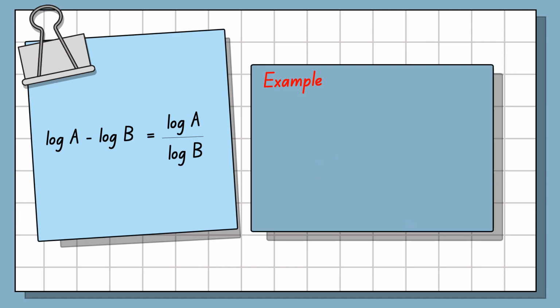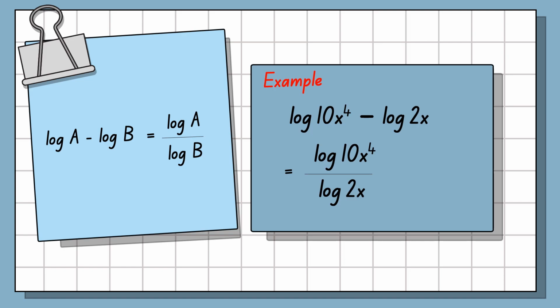Another example of the quotient rule. Log of 10x to the fourth minus log of 2x is equal to log of 10x to the fourth divided by 2x. So 10 divided by 2 is equal to 5, and x to the fourth divided by x is equal to x cubed. So our final answer is log of 5x cubed.